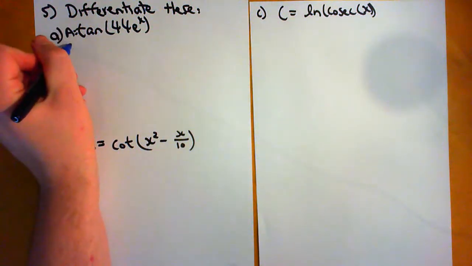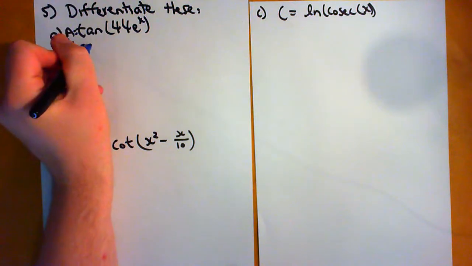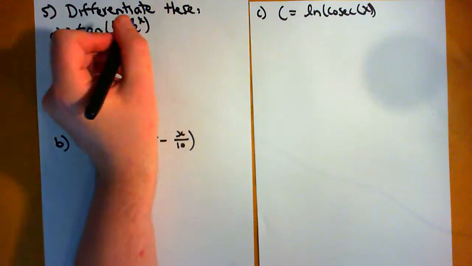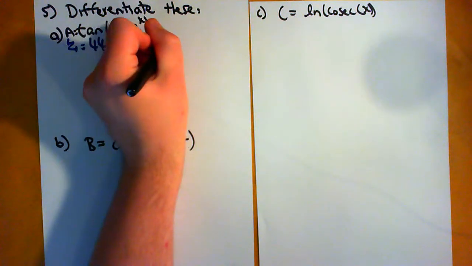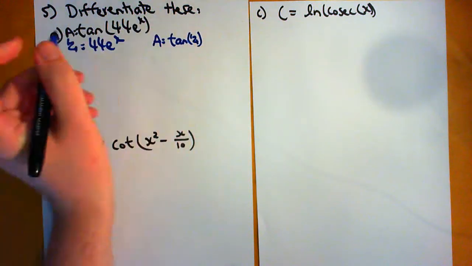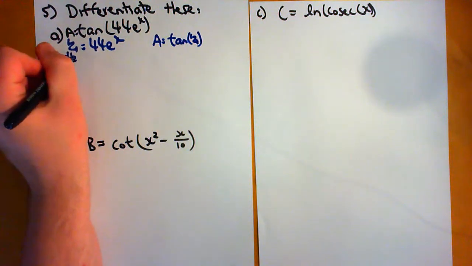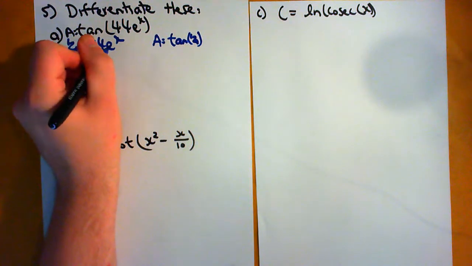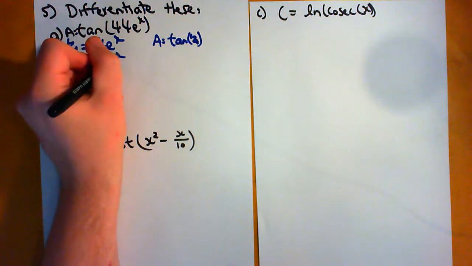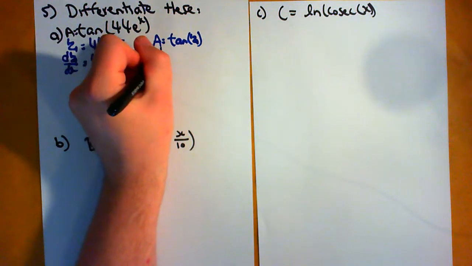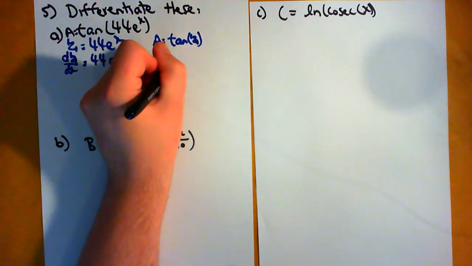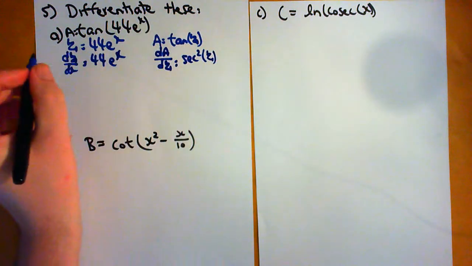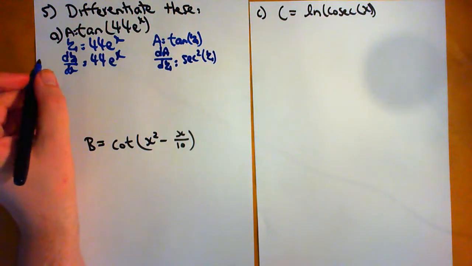So we need to say here that z is going to be 44e^x, and that leaves us with A equals tan of z. Okay, so we have dz/dx is 44, a multiplying constant, so it stays there. e^x differentiates to itself. And here we're differentiating A with respect to z. Tan differentiates to secant squared of z. So we are using the chain rule here.